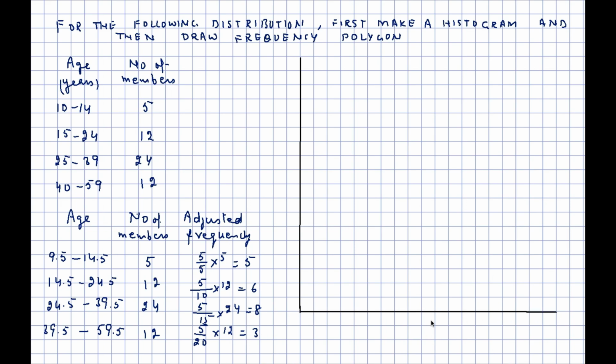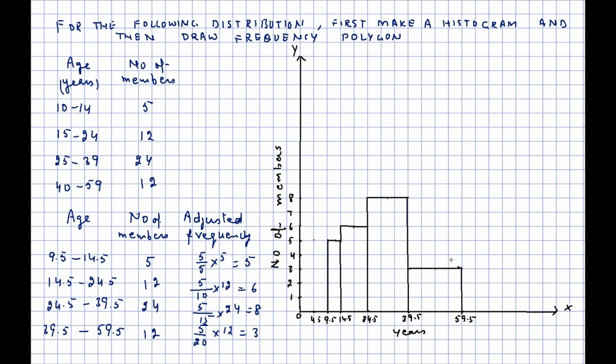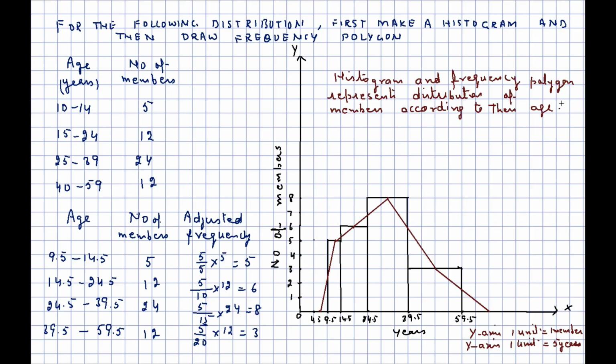Now we will start drawing the graph. Age on the x-axis and number of members on the y-axis. Using the steps in the previous example of the histogram, we will draw the frequency polygon. Writing down the scale and the title to the graph.